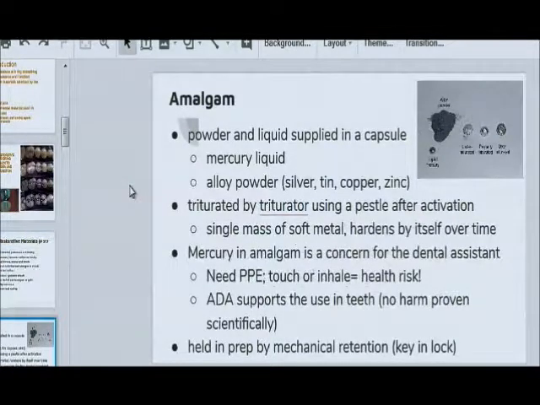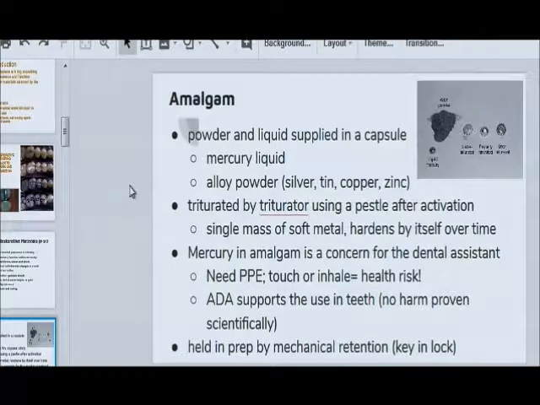Let's talk about amalgam. Amalgam is a powder and a liquid. It's supplied in a capsule, and the capsule is placed into the triturator, and it is shook back and forth. The triturator is a little shaker. That's a piece of equipment we learned a couple weeks ago, or last week maybe. And what comes out is a soft metal that hardens by itself over time. So while the metal is still soft, we are pressing it into the cavity. And amalgam is a concern because it contains mercury.